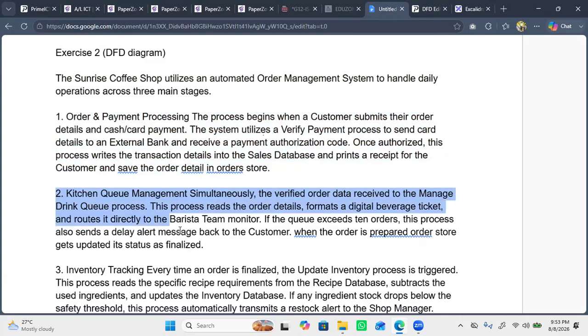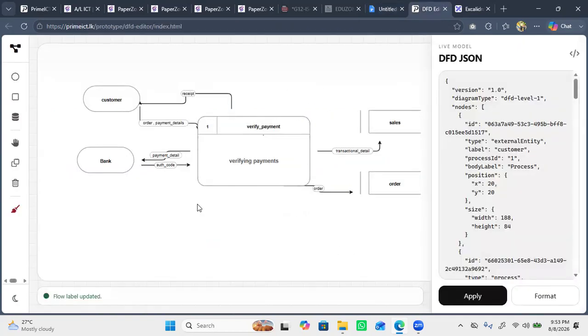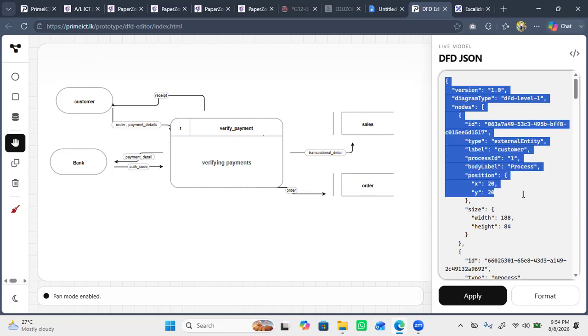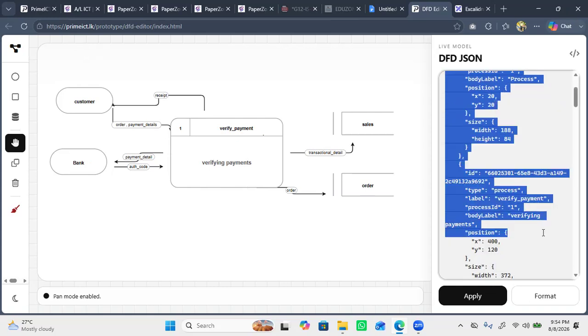Then the second one you can also do the same way. See, it is taking the verified orders from this one and continuing the process. You do it yourself and send me the diagram. When you send the diagram, if you have a computer, you can draw it with the tool on my primeict.lk website, and you can send me the JSON code. Then I can load the diagram and see.